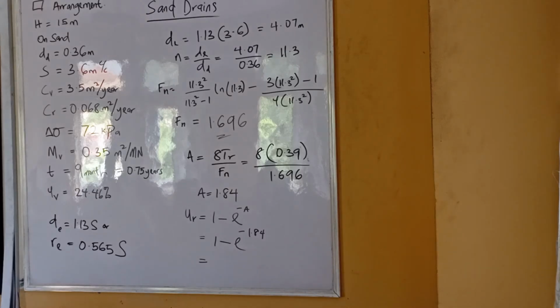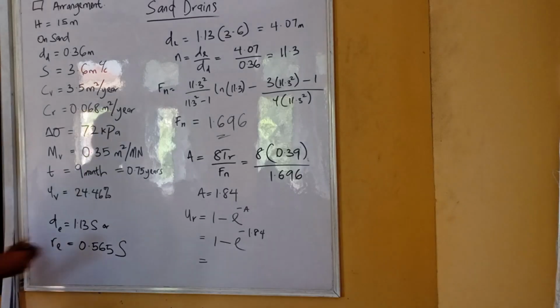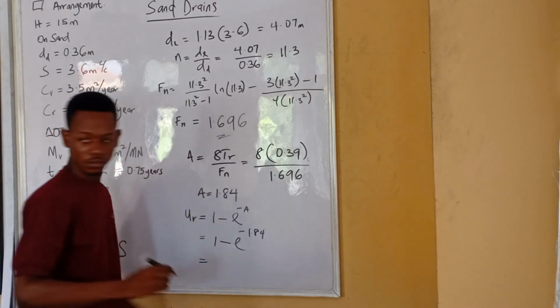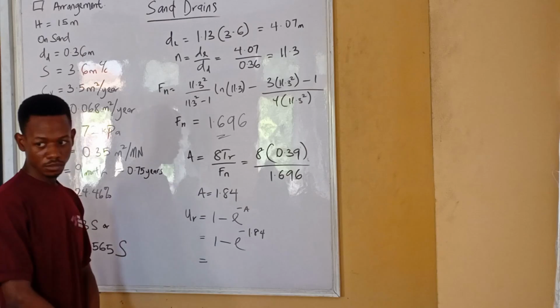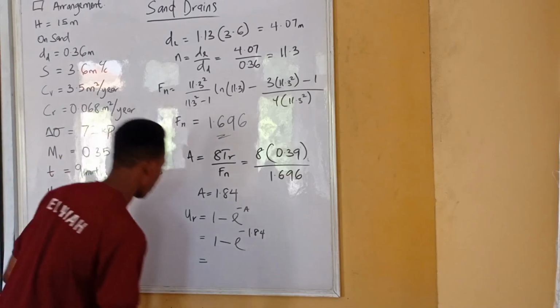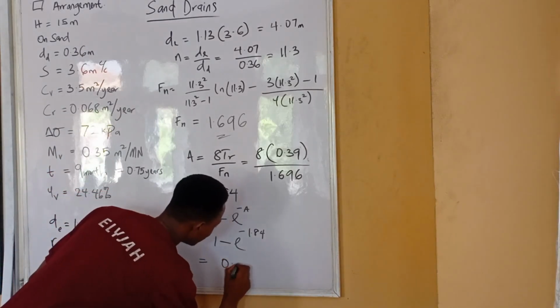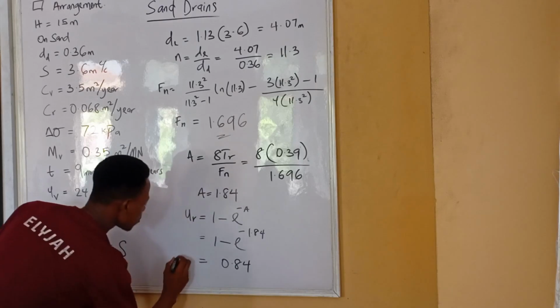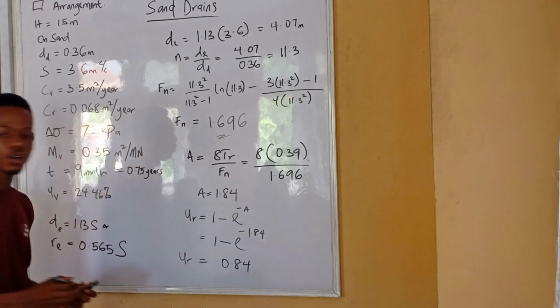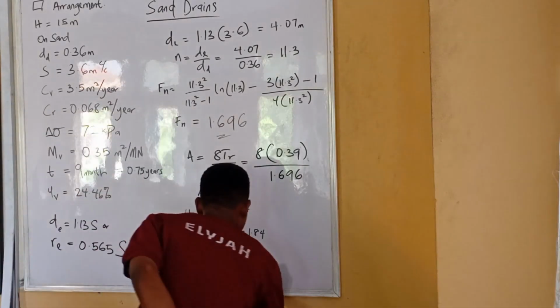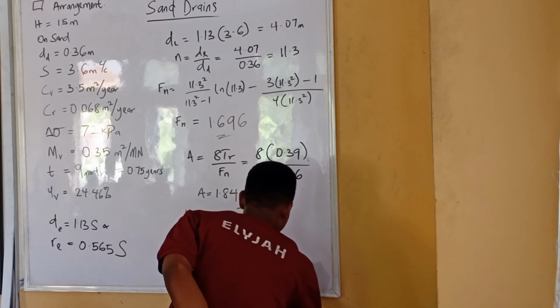1.84. 0.84. So our UR is 0.84, which is also 84%.